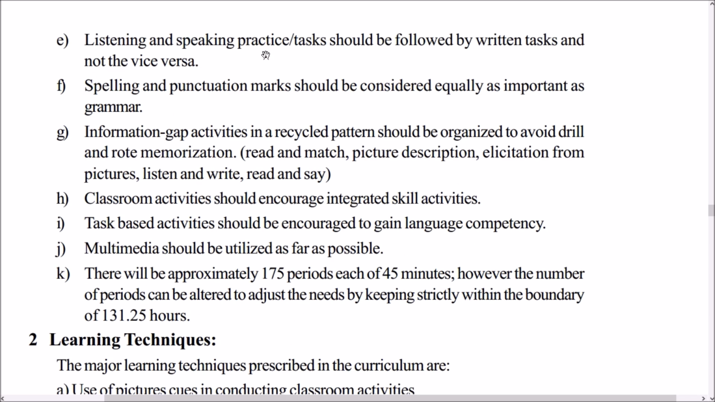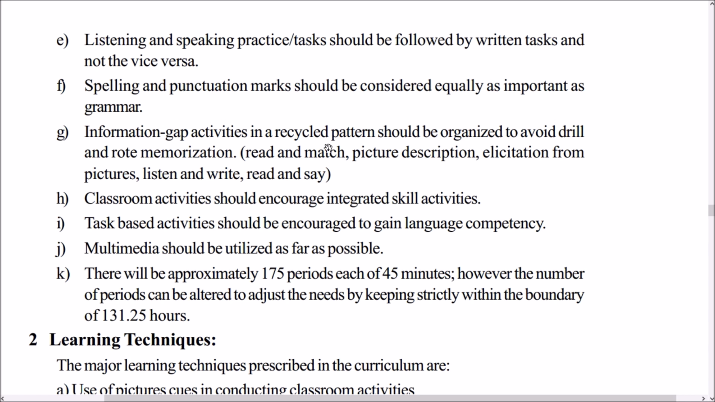Listening and speaking practice or tasks should be followed by written tasks and not vice versa. So listening and speaking practice should be followed by written tasks. This should not be vice versa. So speaking first, then written tasks. Spelling and punctuation marks should be considered equally as important as grammar.